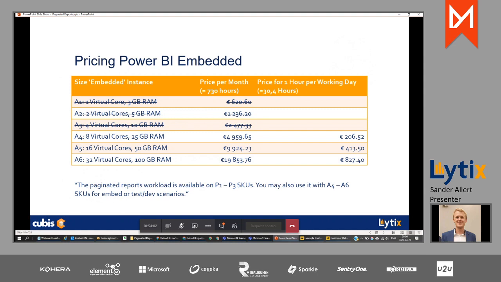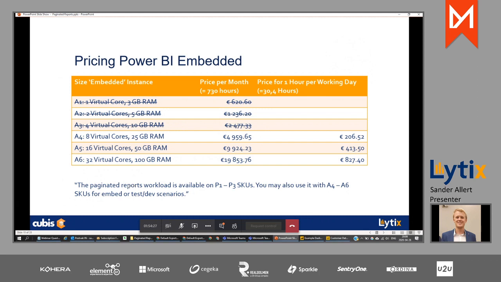Now, this session is about cost effectiveness. So we try to reduce this amount as much as possible. And therefore, I'll show you 3 architectures that can help you with that. Now, why have I struck through these first 3 instances? Well, that's because paginated reports are only available with the A4 to A6 SKUs for embed or test/dev scenarios.